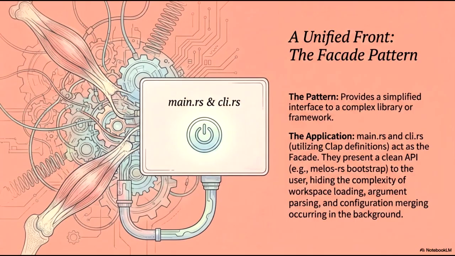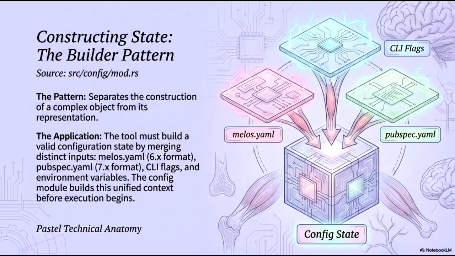By abstracting these background processes, we provide the user with a streamlined experience without requiring them to manage or even see the underlying complexity. The builder pattern is a cornerstone of our architecture for constructing state, specifically within the configuration module located in src/config/mod.rs. By definition, this pattern separates the intricate construction of a complex object from its final representation, providing a clean and modular approach to assembly. In our specific application, the necessity for this pattern arises from the requirement to merge multiple, diverse inputs into a single, valid configuration state.